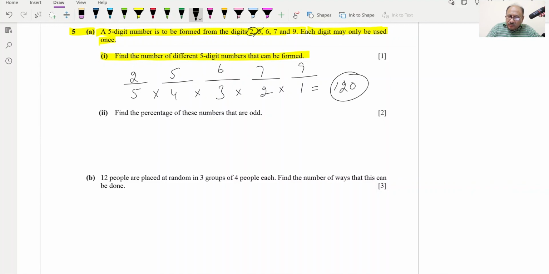So 120 will be the answer. This will be 1 mark. Now the second part: find the percentage of these numbers that are odd. So odd numbers are what? Odd numbers are 5, 7, and 9.